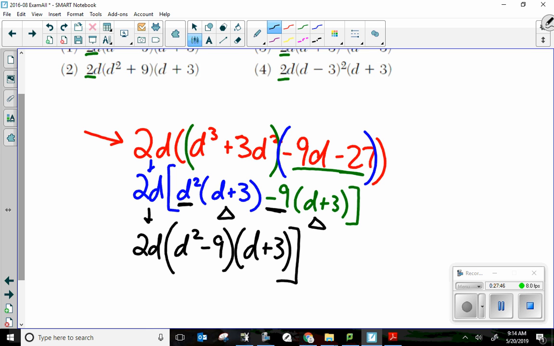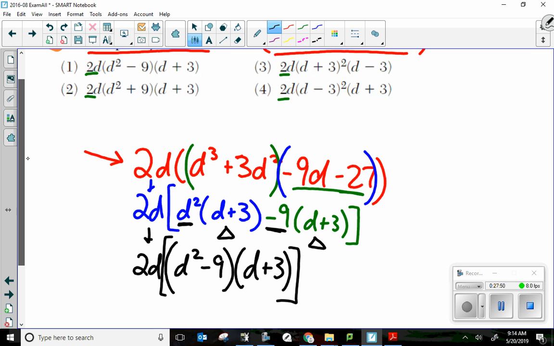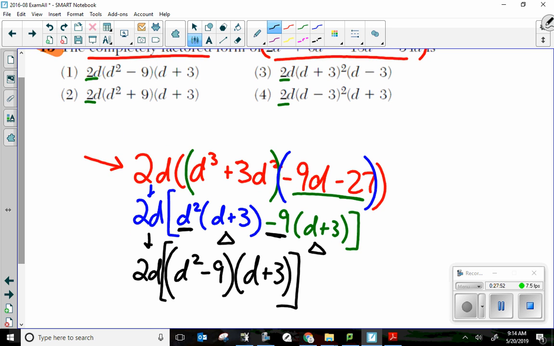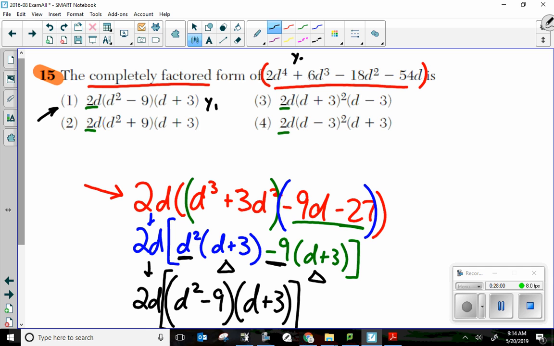Now, if I look at this, that is choice 1. But guess what? Even though this graph right here, if I were to put this in y1 and I put this up here in y2, even though they look the same, this is not factored completely.